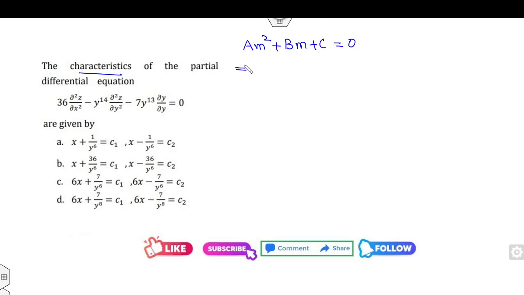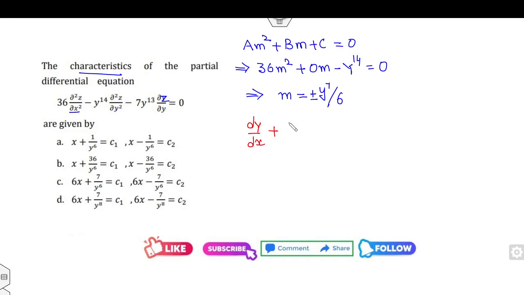Fine. What is the A? A is the coefficient of 36 m square. B is, there is no B. Basically it's a zero. B is my 0. And C is the coefficient of 14y. So that means m is my y raised to power 7 over 6 plus minus. Fine. Then your characteristics curve will be plus y raised to power 7 over 6 is 0.